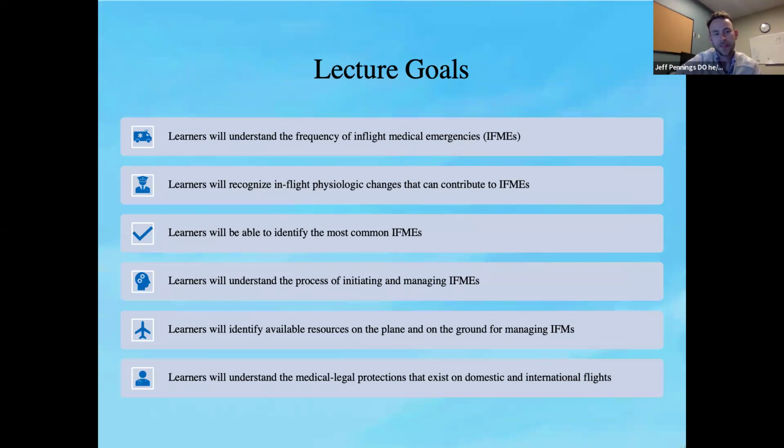By the end of the lecture, learners will understand the frequency of in-flight medical emergencies. They will recognize in-flight physiologic changes that can contribute to these emergencies. They will identify the most common in-flight medical emergencies and understand the process of initiating and managing one. Learners will identify available resources on the plane and on the ground for helping manage these emergencies. And finally, learners will understand medical legal protections that exist on domestic and international flights.